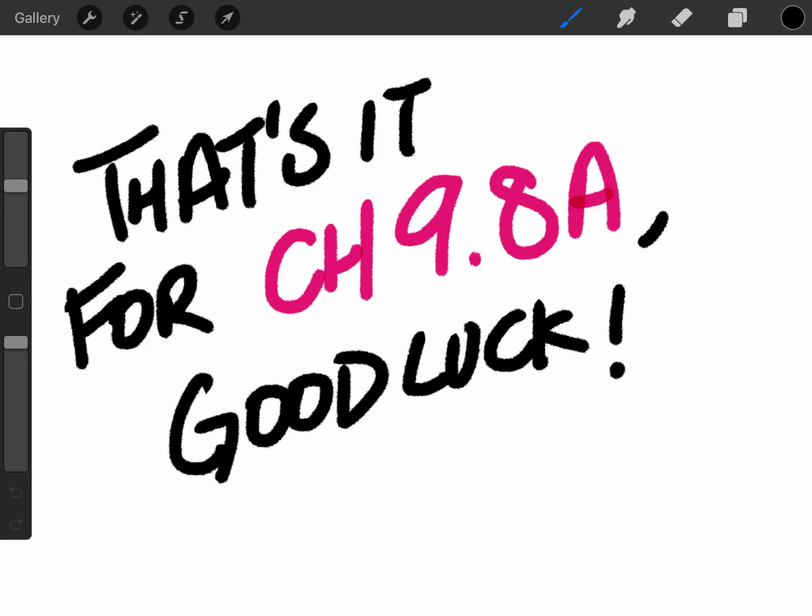And that's going to lead us to 9.8b, where we're going to use that information to come up with two special right triangles, and then use the formula we're going to be using later. That's going to be in the next lesson.